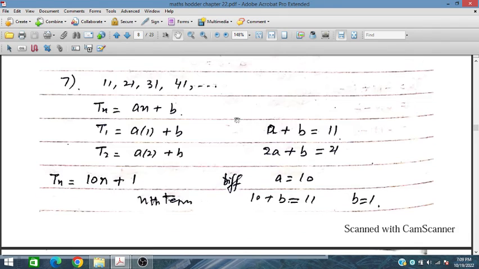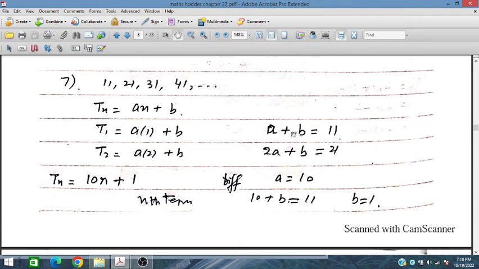Now the problem at 7. So we have 11, 21, 31, 41. So we'll place these values. This is a linear term. So here we have t1, a for the nth term. So this is an plus b. This t1 is basically 11, so in place of t1 we will place this 11.